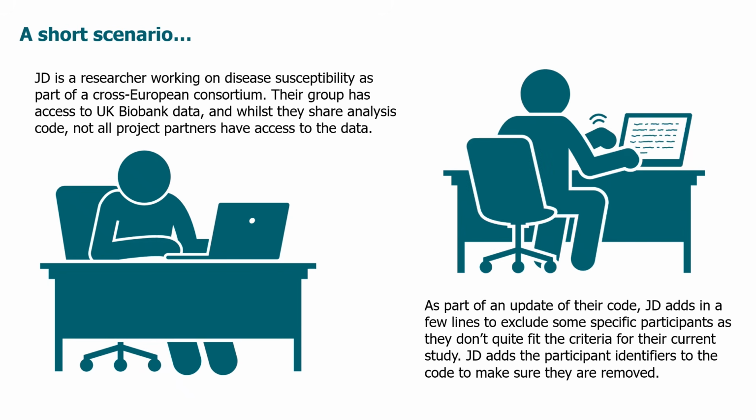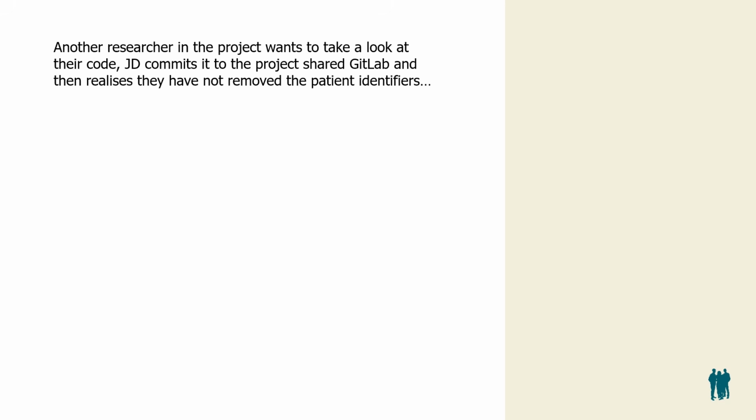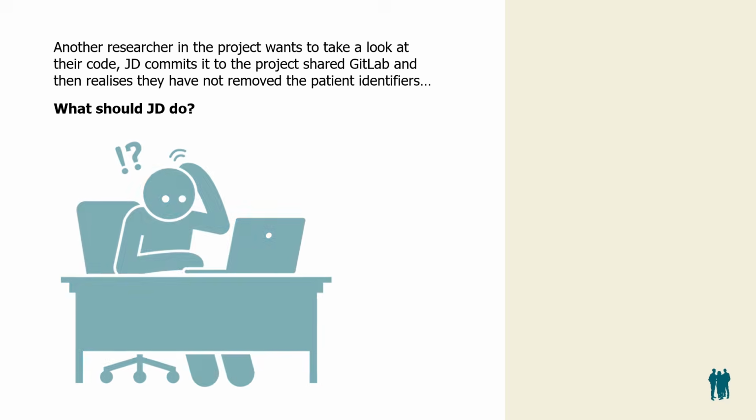As part of a code update, JD adds a few lines to exclude some specific participants. They don't quite fit the current study design, so JD adds their identifiers to the code to make sure they are removed. Another researcher in the project wants to take a look at JD's code. JD hastily commits the code to a shared repo on GitLab and then realizes they have not removed the patient identifiers. What should JD do?